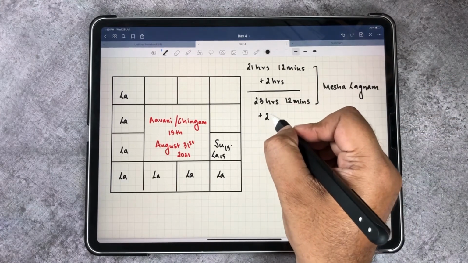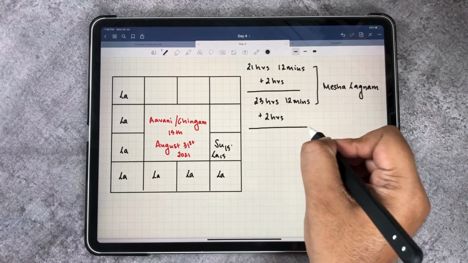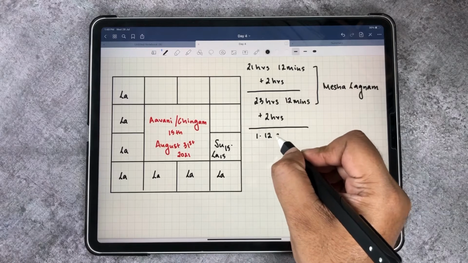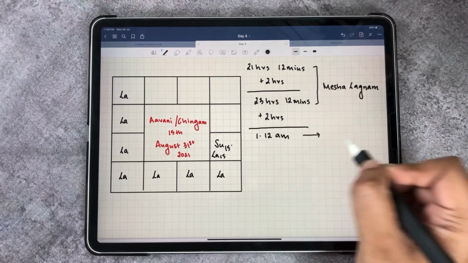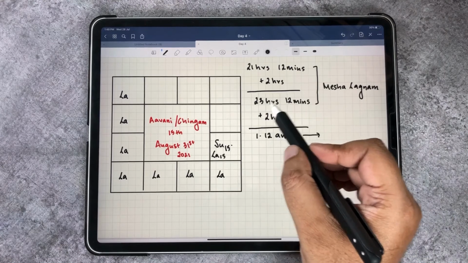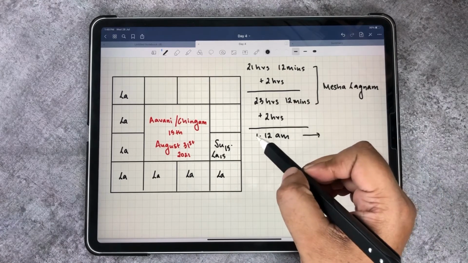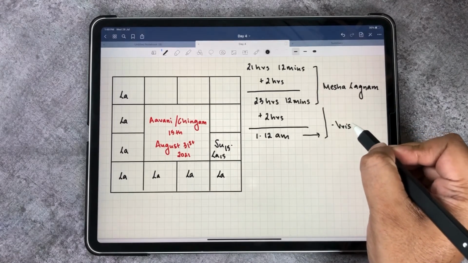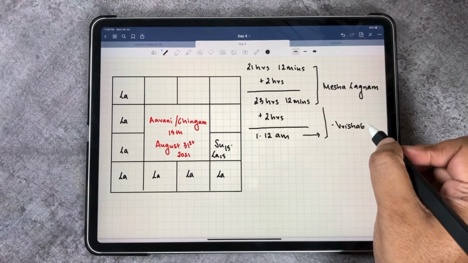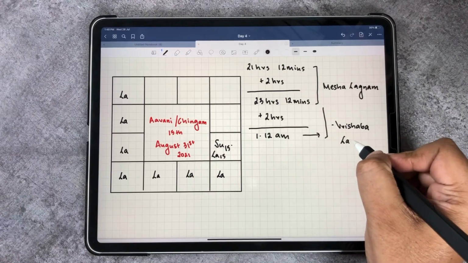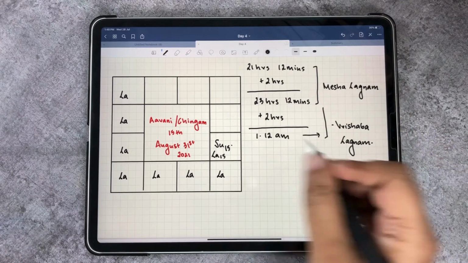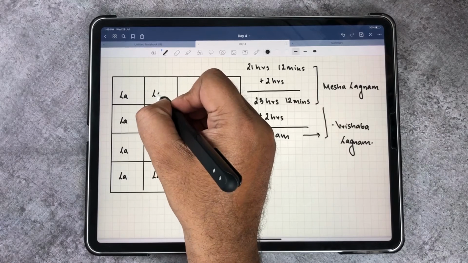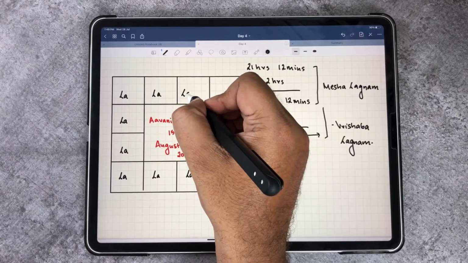Again, add 2 hours. You will get 1:12 a.m. So from 11:12 p.m. in the night to 1:12 a.m., what will you have? Vrishabha Lagnam. Okay, so let's put Mesha Lagnam here. Rishabha Lagnam will be here, right?